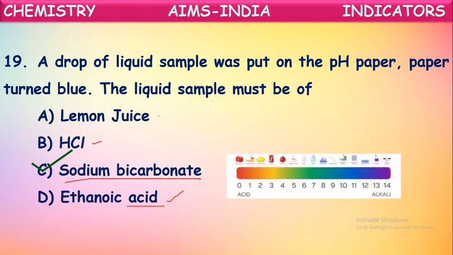Here you see alkali substances give blue color with pH paper. As the basic nature increases, a dark blue color is given to the pH paper. So bases generally give basic. Sodium bicarbonate is one of the bases.